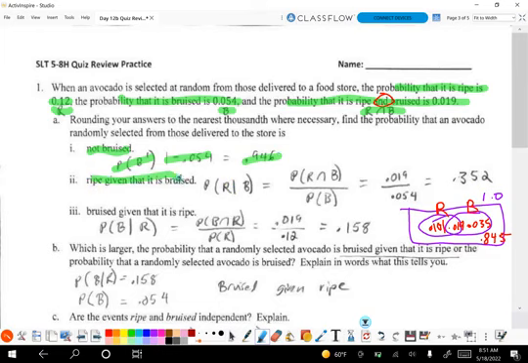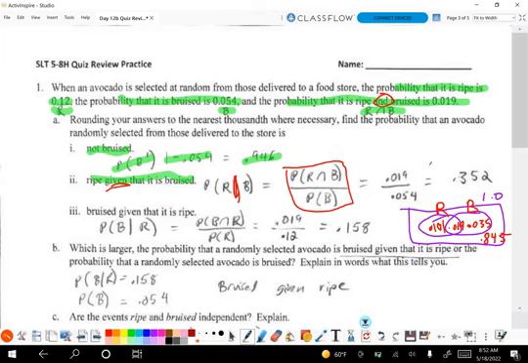1A2, ripe, given that it is bruised. The word given says that it is a conditional probability, ripe, given that it's bruised. So we have our new formula for conditional probability. It's the intersection of ripe and bruised over the probability of the avocado being bruised. Both of those numbers are given in the paragraph above, so it's 0.019 divided by 0.054 to give me 0.352.